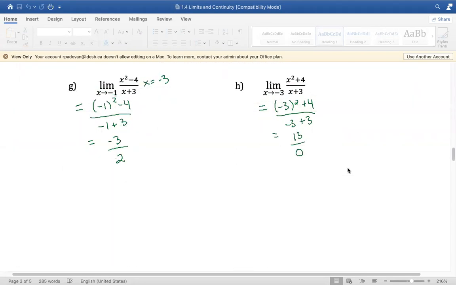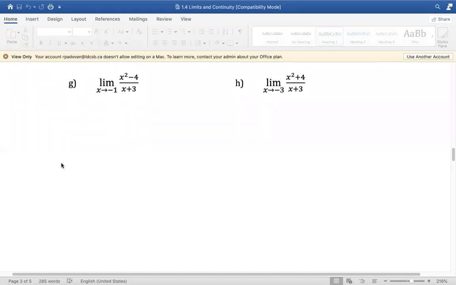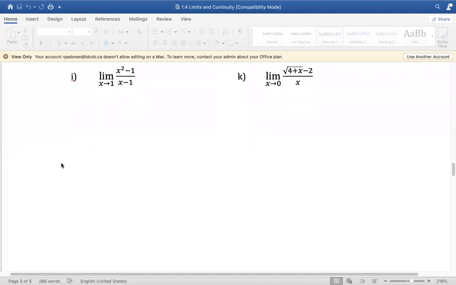And we can also see here that the limit does not exist because, again, I'm approaching -3, I'm nearing -3, and -3 plus 3 is 0, which I can't have as the denominator. So I would say here that the limit does not exist and it's infinite discontinuity. Okay, let's continue on. With I and, oh, I don't know where J went. I and K, I guess.